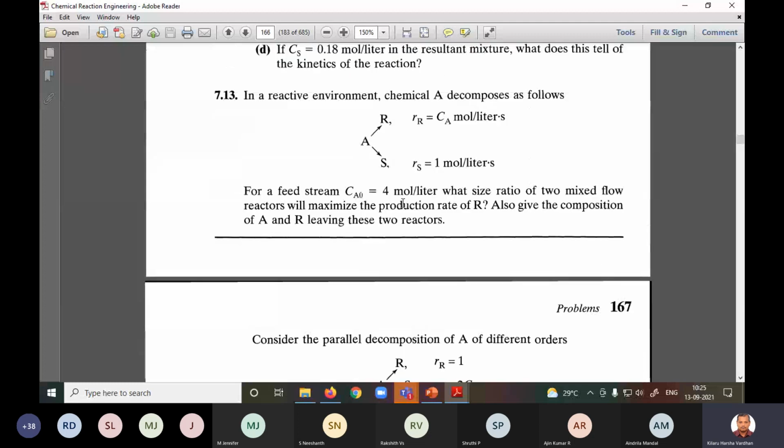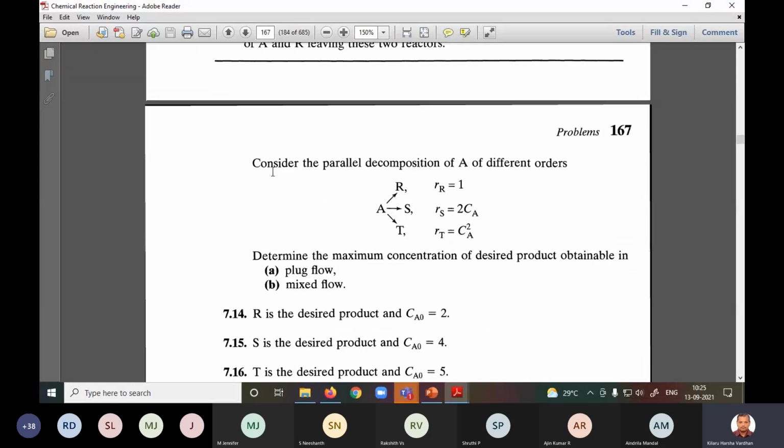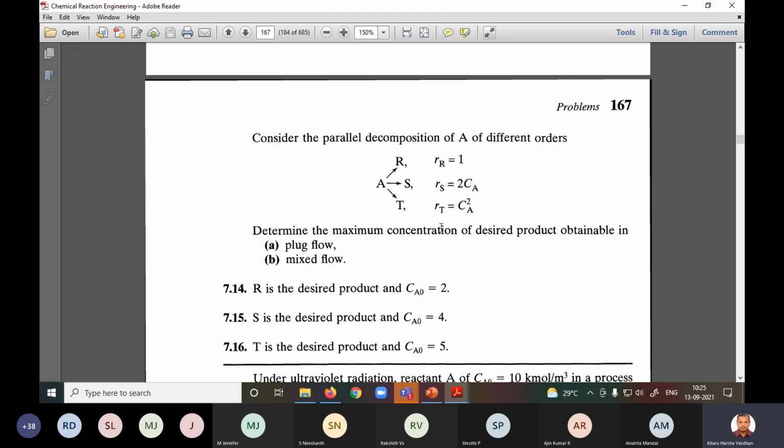This is one more problem which they ask. Consider this parallel combination. This is the same as what we did to determine the maximum concentration if it is a plug flow or a mixed flow. In 7.14, R is the desired product, then S is the desired product, and then T is the desired product. He's asking for plug flow or mixed flow: if R is the desired product, what is the combination, and if S or T is the desired product, what will come from plug flow and mixed flow. Try to do this problem also so that you feel comfortable with the equations.